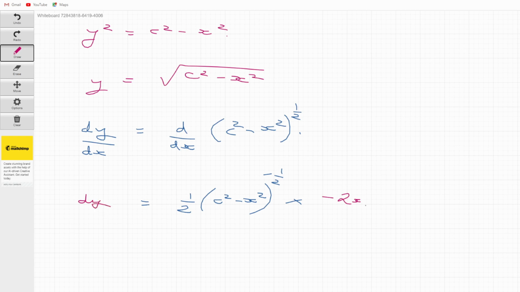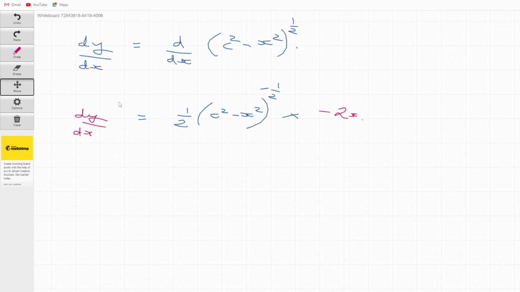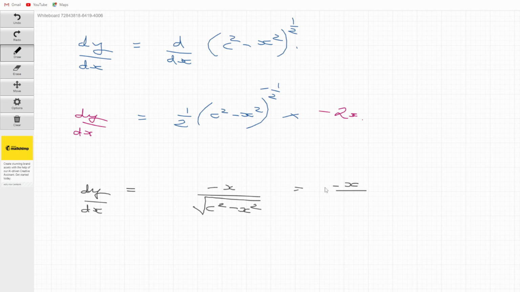And then you multiply by the derivative of the thing inside the brackets. So dy by dx equals, and we get our final form. Not quite. We get dy by dx equals, half times minus 2 is minus 1. So we've got minus x over the square root of c squared minus x squared. In other words, dy by dx is equal to minus x over y. This was equal to y.